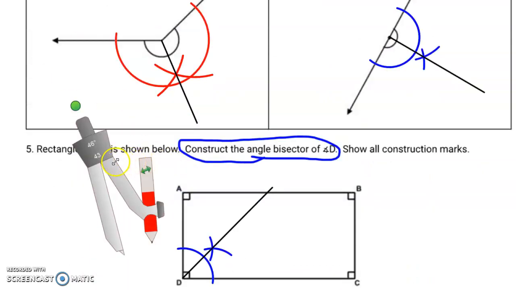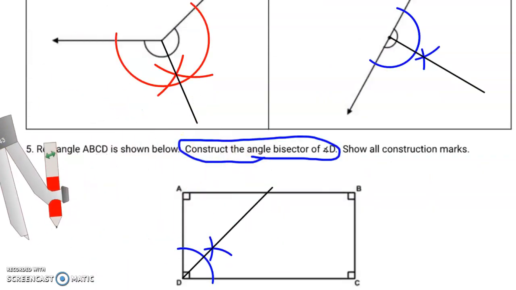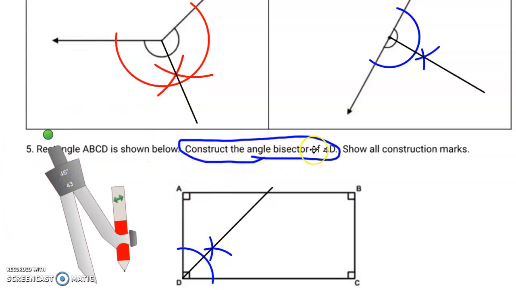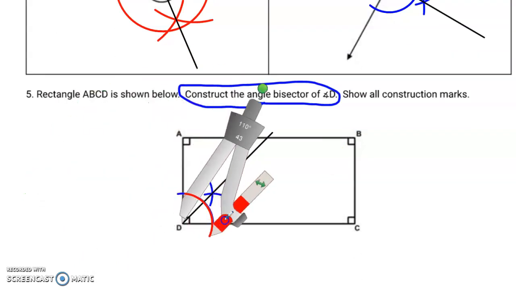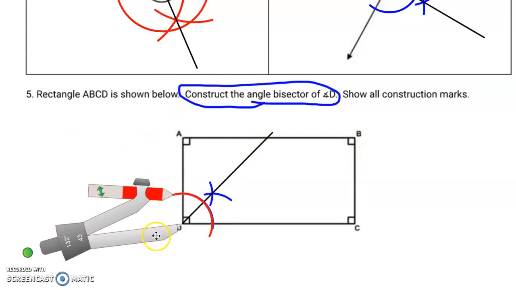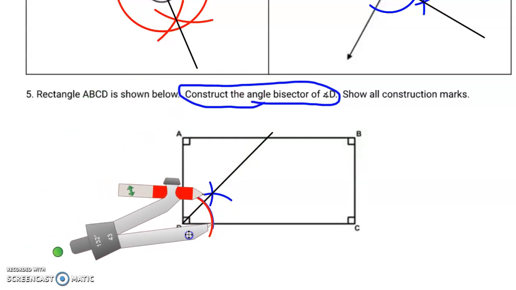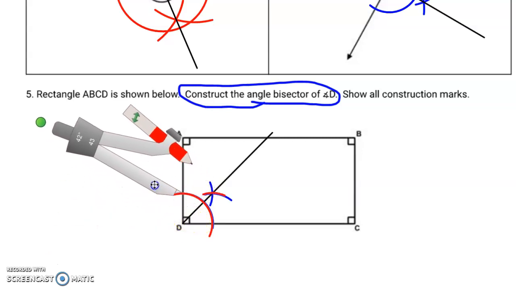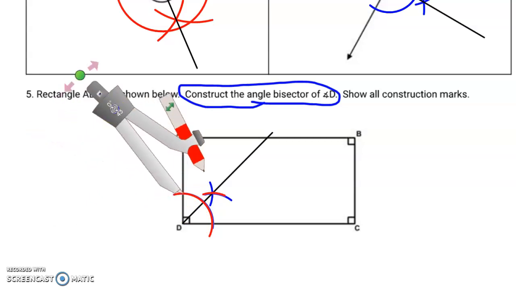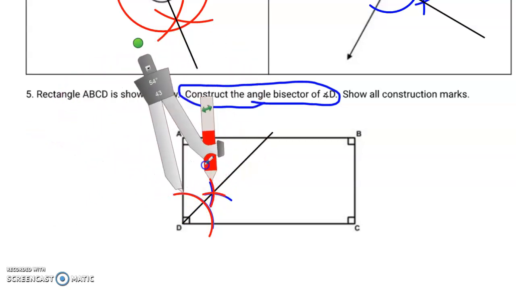Speaking of the compass, here is the electronic version of the compass that I use. It asks us to construct the angle bisector of angle D. So the first thing I did was I put the point on D, and then I used the compass to draw an arc here. Once I drew that arc, I put the point on the arc, and then drew another arc. Then I put the point on the other arc. Notice where I'm putting this point. And then I'm going to draw yet another arc. These arcs are only going to intersect at one point. That's here. And that means I'm going to connect the vertex with that point. Done.